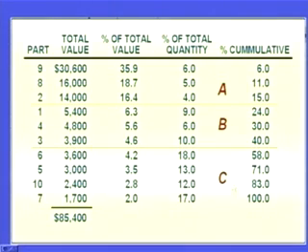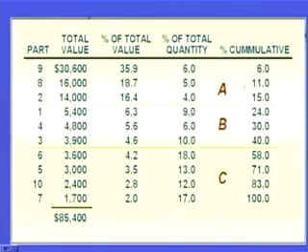Similarly, when we see category C, we can see 4 plus 3 is 7, plus 2 is 9, plus 2 is 11. So maybe 11% contribution to the total value is made by class C items. So if we do the classification on the basis of percentage of total value, around 70% of the total value is classified into A category, around 15 to 20% into B category, and around 10% into C category.